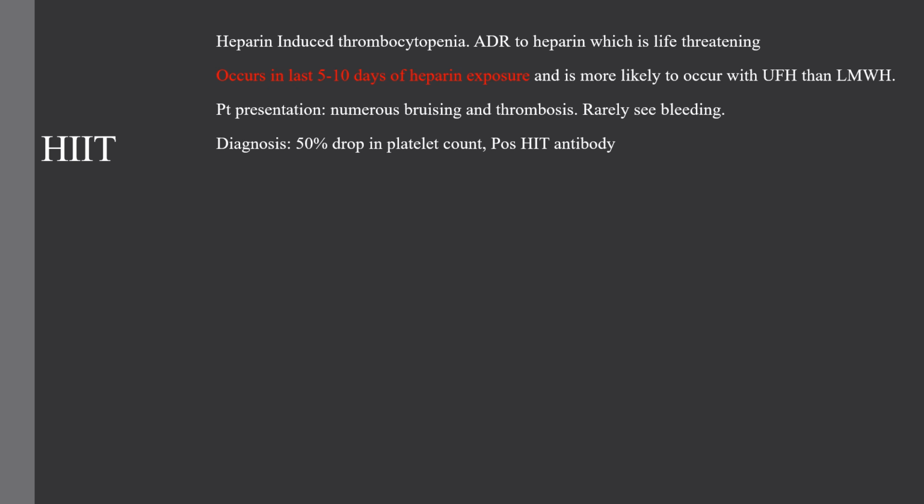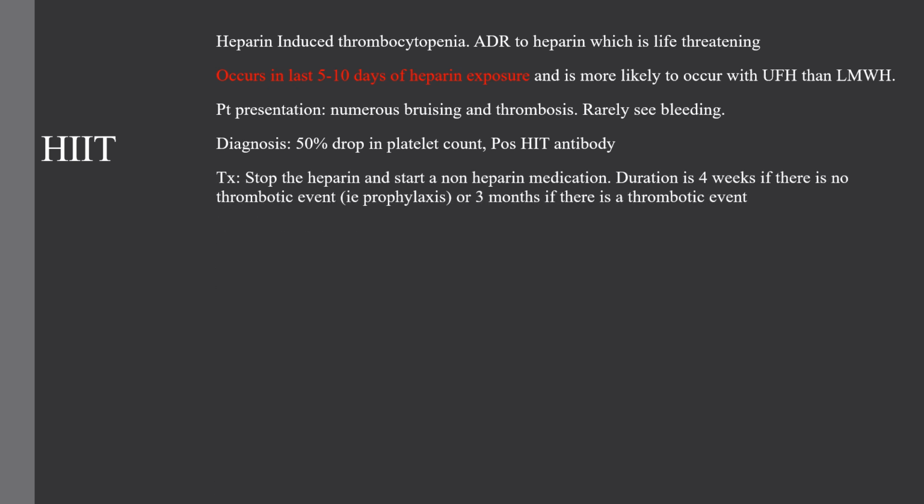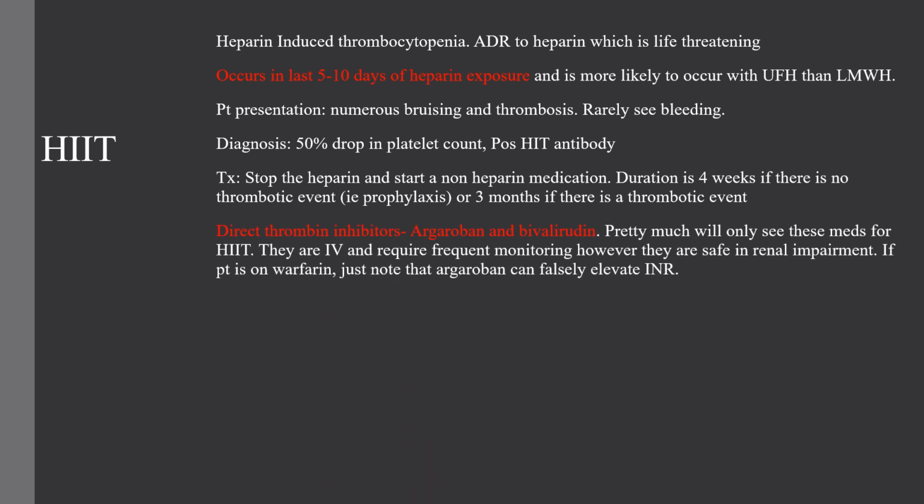And that's usually when they catch it. So treatment is usually stop the heparin and start a non-heparin medication, and it's going to depend if there's a thrombotic event. If there's no thrombotic event, and let's just say something like prophylaxis, the duration of the treatment is only going to be for 4 weeks. But if it is due to some kind of thrombotic event, like a DVT, VTE, or PE, it's going to be for 3 months.